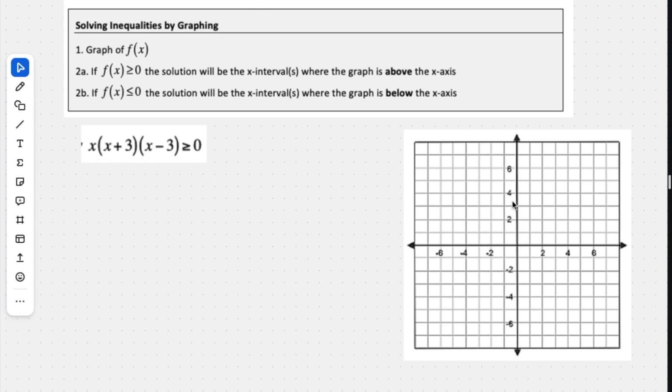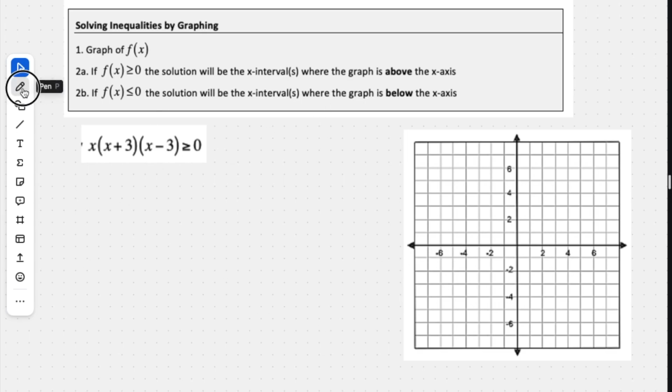That's where the y values are at least 0, and that's going to be our solution set, the x's that make that happen. If it was a less than, we would be looking for the parts of the graph that were under the x-axis, and then the x's that made that happen would be our solution set. So let's see what this looks like.